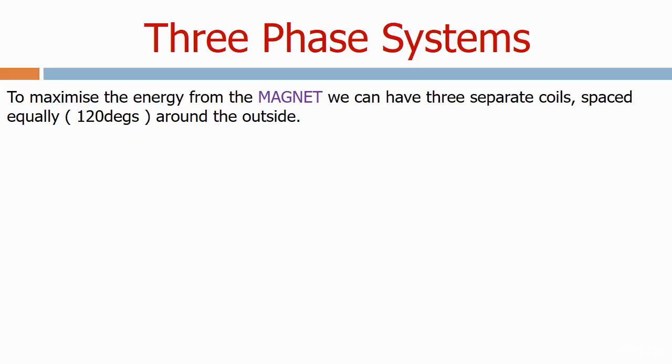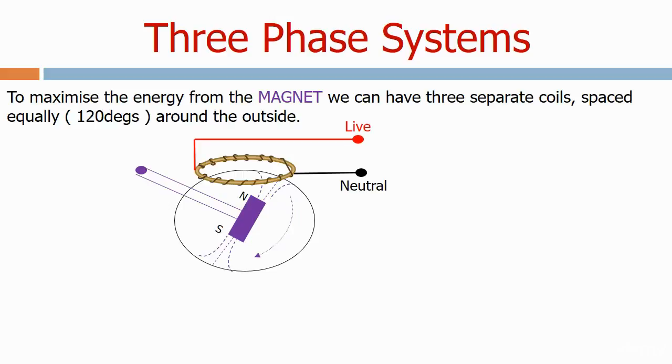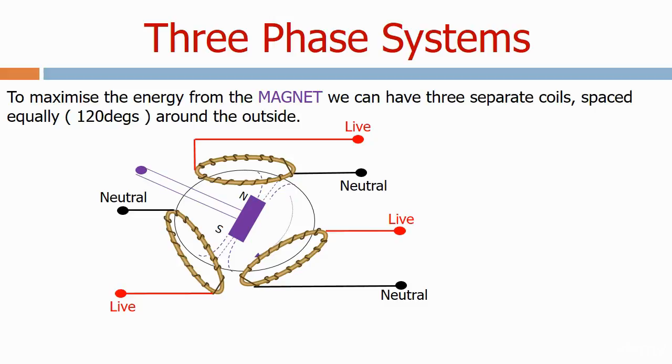To maximize the energy from the magnet, we can have 3 separate coils, spaced equally 120 degrees around the outside. So here we have a magnet from before. Let's place the first coil at the top with its own live and neutral. The second coil 120 degrees apart with its own live and neutral. And the third coil 120 degrees apart from both of those.